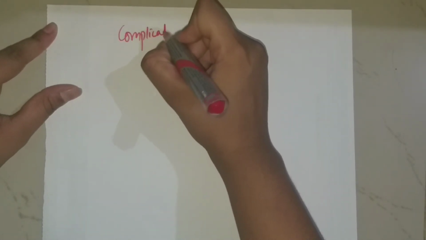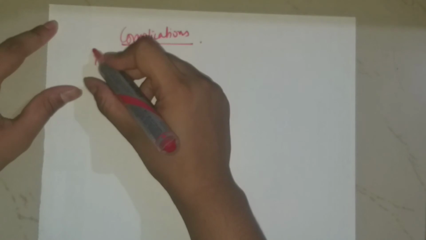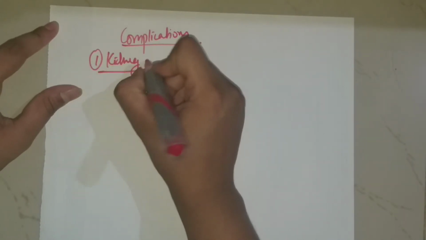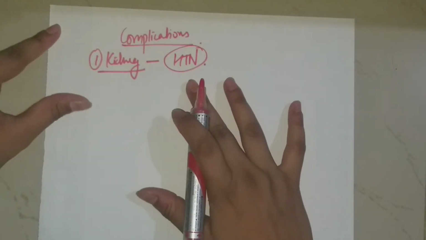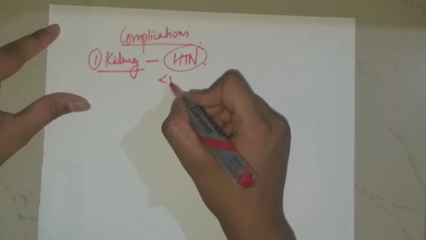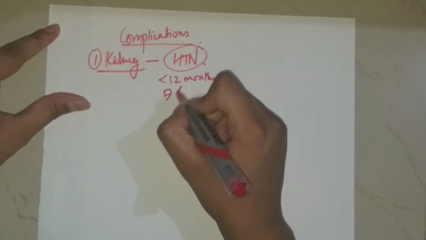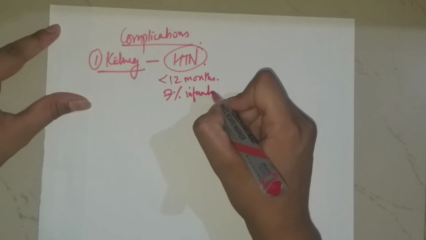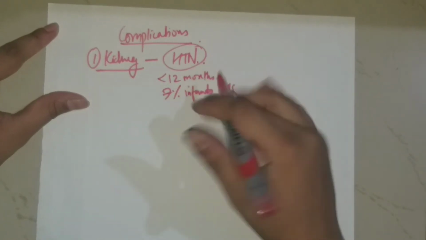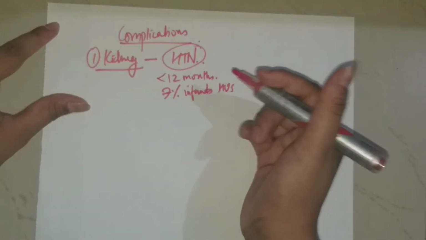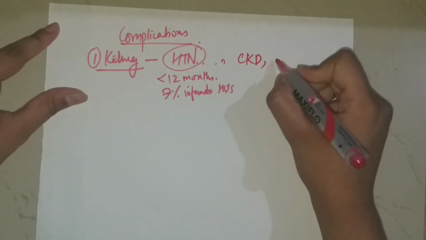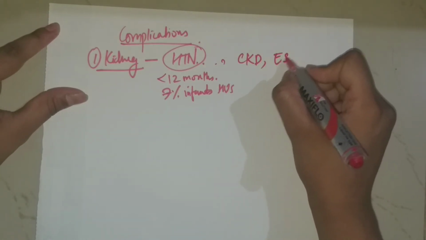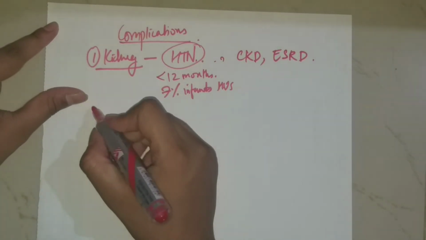Now, briefly about complications which can happen. The first main one which we must talk about is in the kidney, that is, it causes hypertension. And hypertension has been found in infants who are less than 12 months of age. Around 7% of the infants affected by HUS have been found to have hypertension, but in general HUS can also cause hypertension in other cases. There might be chronic kidney disease. Also, it might become so severe that it can lead to end stage renal disease. So in the kidney, these are the complications.